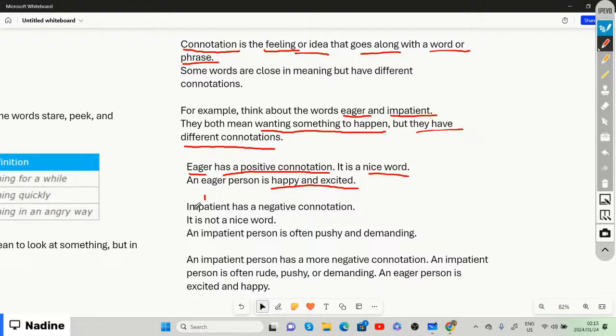And then we have impatient. And impatient has a negative connotation. See, this is where connotations come in, and you get positive connotation and you get negative connotation. So impatient has a negative connotation, which means that it is not a nice word. And an impatient person is often very pushy and very demanding.